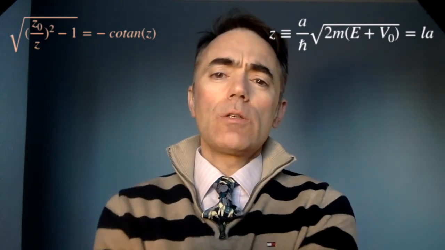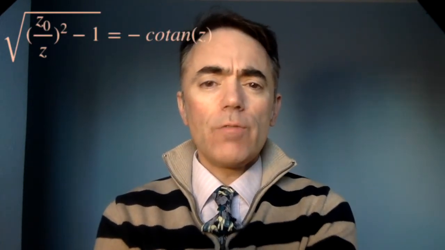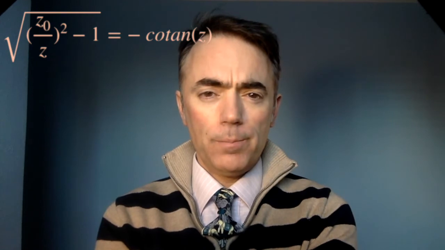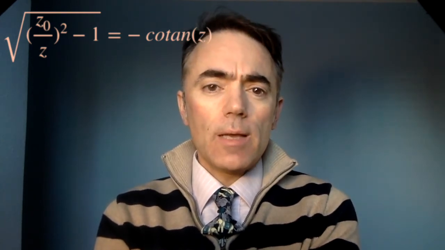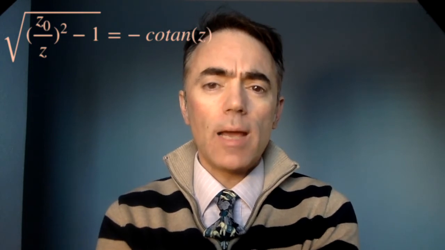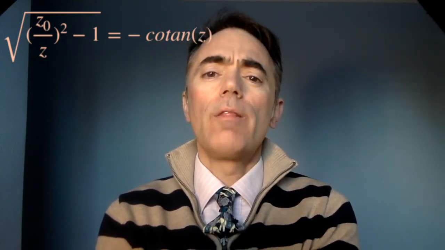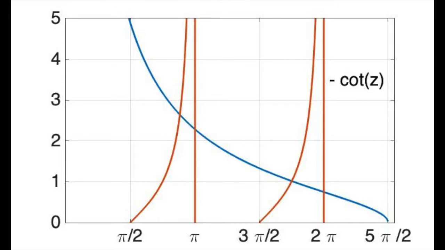Solving the last equation for z means finding the energy values allowed in this system. We will solve this equation graphically. We can plot the left-hand side of the equation versus the right-hand side of the equation and find the crossing points. Here is the graph of the cotangent of z in red and the graph of the square root of z naught over z squared minus 1 in blue.